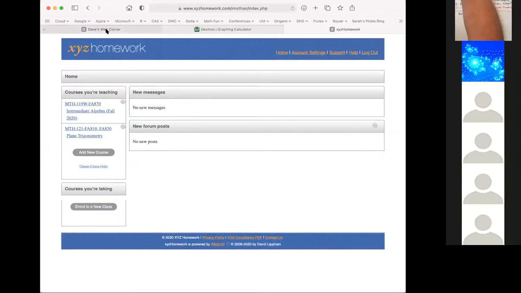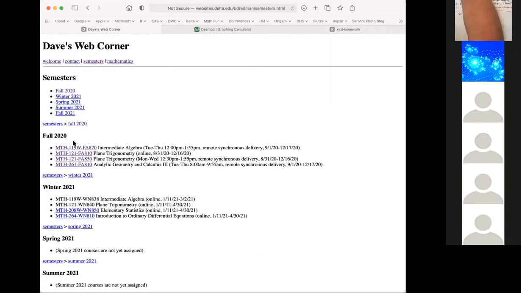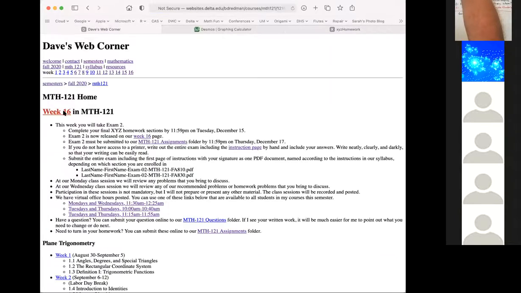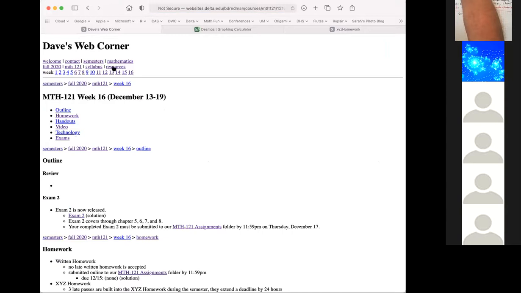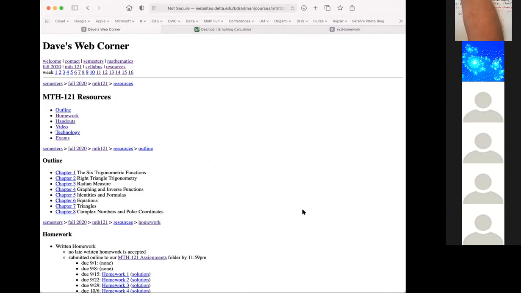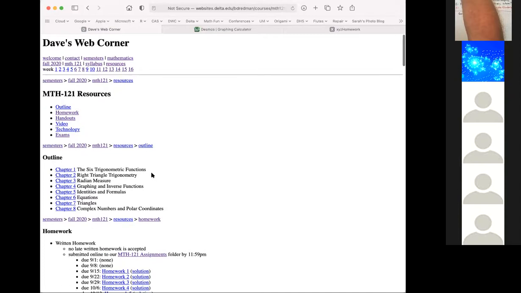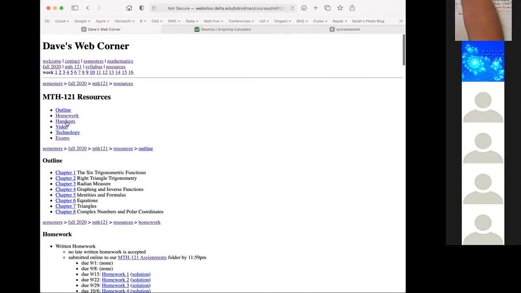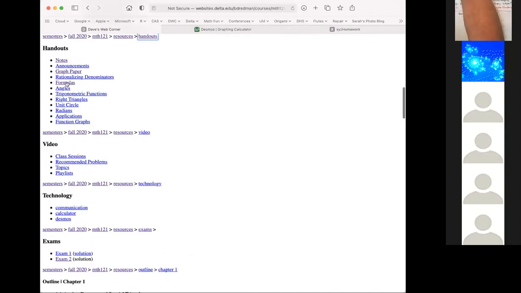On our page, let me show you on our website where you could find something similar, 121, in our handouts resources, and then I'll catch Julia's question there. Handouts resources, formulas, right circle, unit circle.